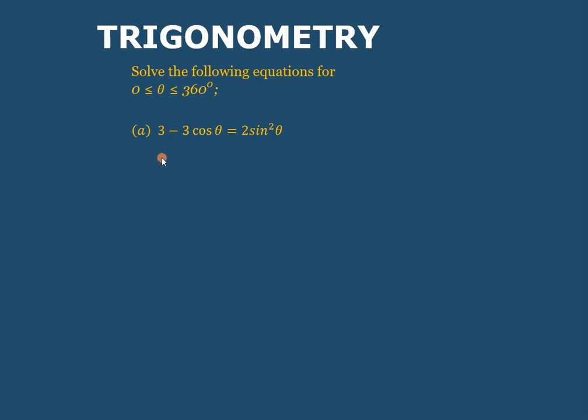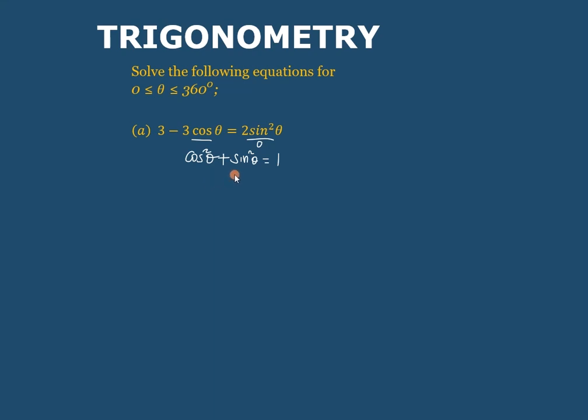Here we are required to solve this equation for the values of theta from 0 to 360. What we are going to do, we realize that we have a cosine and we have a sine, and the sine is squared. So we can apply the Pythagoras theorem. Cosine squared, we can apply this identity. You can learn it. It is an important one.